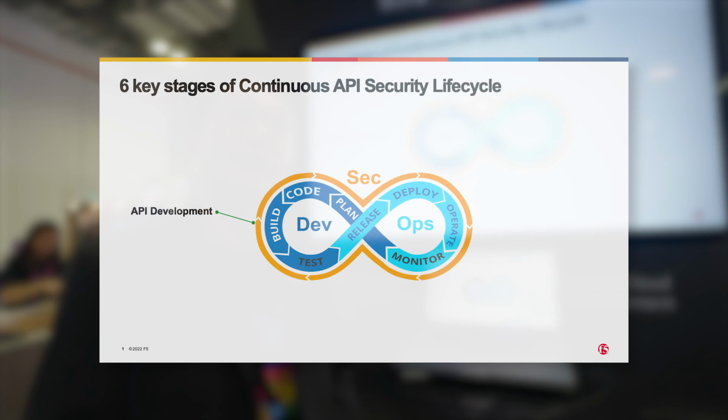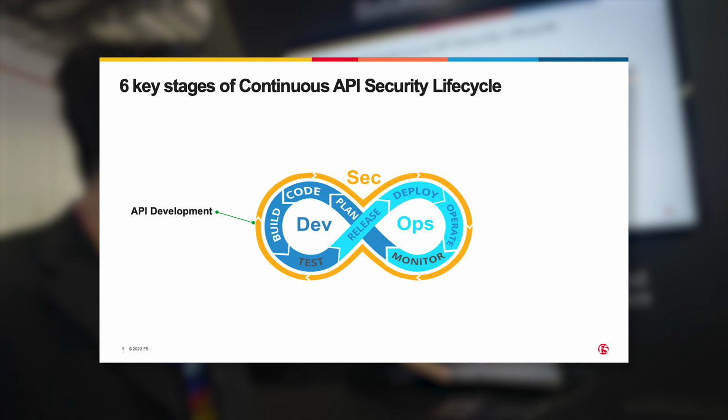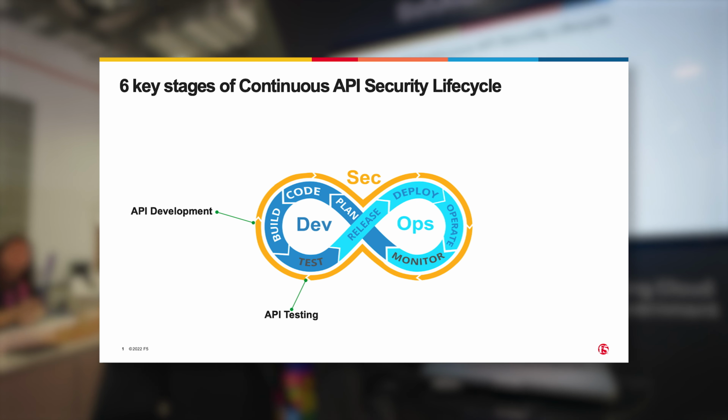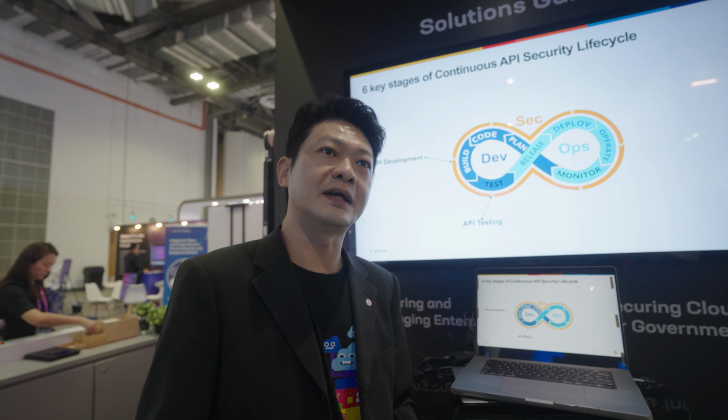So first, you will look into the API development. This is the first stage, and then we will look into the API testing. Now, these 2 stages are where the developers will focus on developing their APIs and testing their APIs, ensuring their APIs are being secured through the development stage.